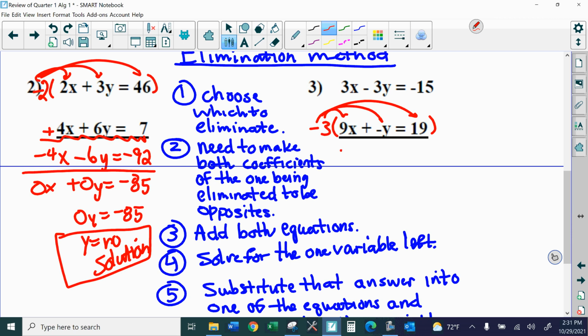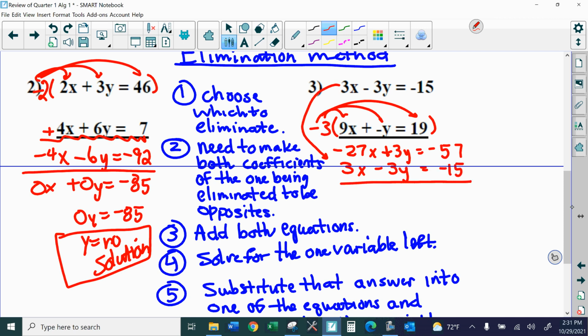So now I have negative 27x plus 3y equals negative 57. And I can go ahead and rewrite this right below down here: 3x minus 3y equals negative 15. So again, that was step 1 and step 2. I chose to eliminate the y's. I got one to be positive, one to be negative. That's the 3y and the negative 3y. Now I add both equations together, so add straight down. I get negative 24x equals negative 72.